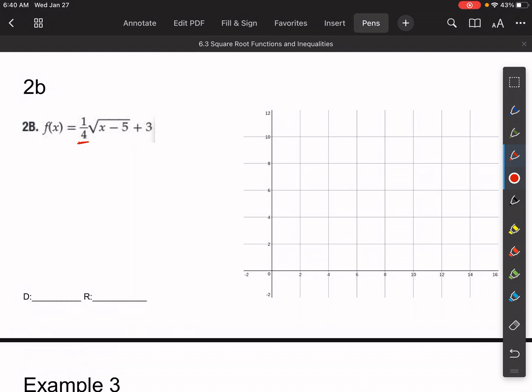So if I plug a 5 in, 5 is what makes this go to 0, therefore 5 is the starting place. So if I plug a 5 in, I get 0. 0 times 1/4 is 0. 0 plus 3 is positive 3. So we're going to start our graph right there. If you plug a 6 in, 6 minus 5 is 1. Square root of 1 is 1. 1 times a fourth is just a fourth. 1/4 plus 3 is 3 1/4. So at 6, we're at 3 1/4, somewhere in there.